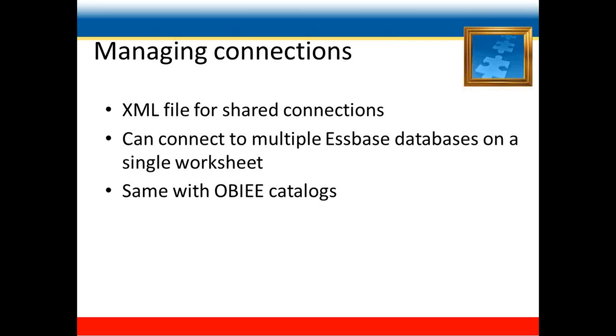We can also manage connections from an XML file. This file is basically for shared connection. This file will contain information for connections such as the URL to which we want to connect, the provider to which we want to connect, and the name of the provider that we want to see in the SmartView panel.